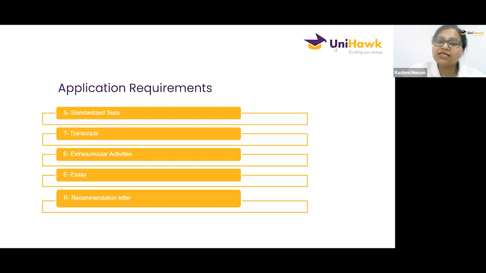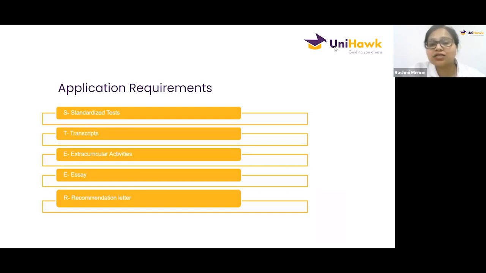And last but not the least, of course, the letter of recommendation, which has to come from your school counselor. We would only require one recommendation letter. And the main purpose of the recommendation letter is, again, not to list all the awards and activities that you have completed, but actually to explain how you would add value to the university.